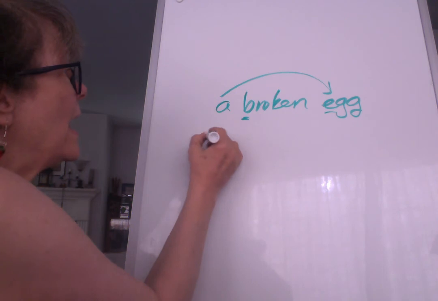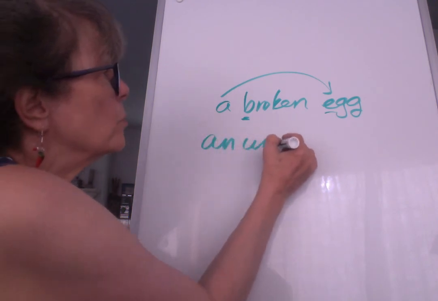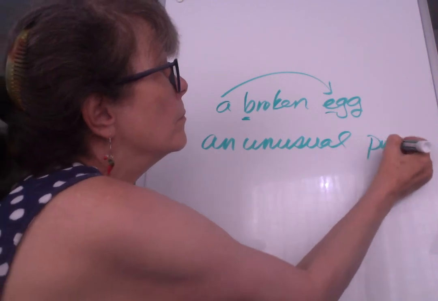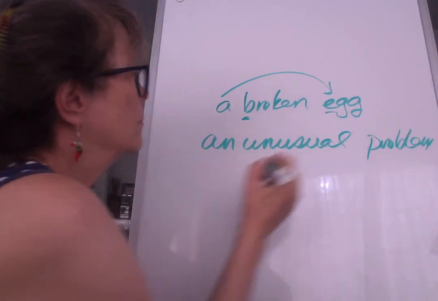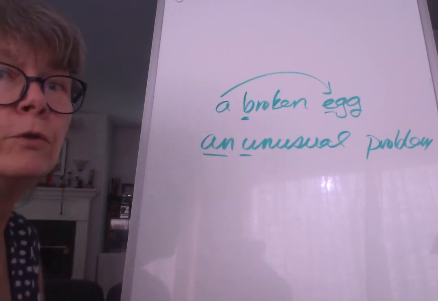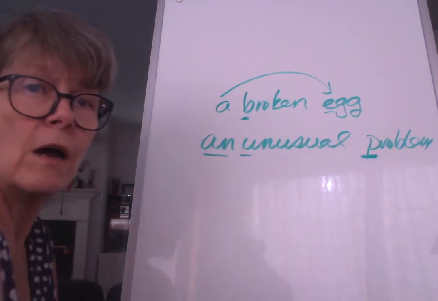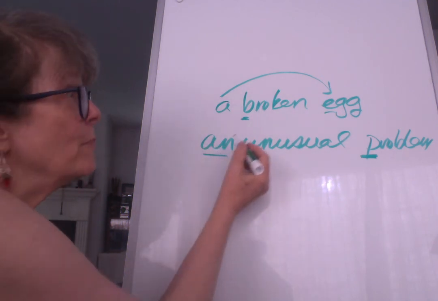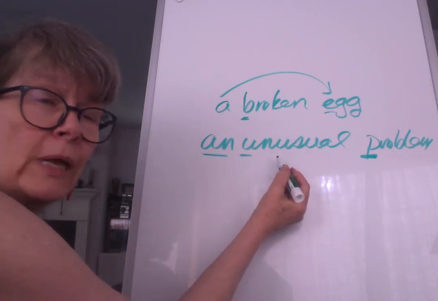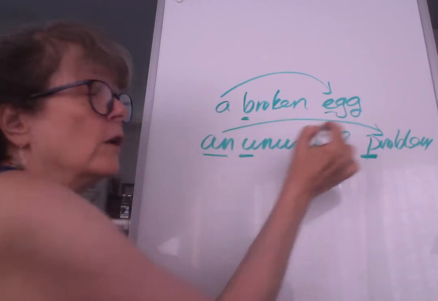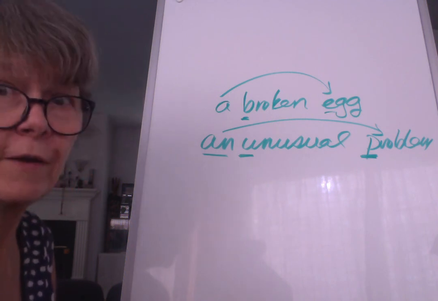Or if I say an unusual problem, an unusual. Even though this is a consonant, right? This an, we use an because the adjective following it starts with a vowel sound, not the noun that it's modifying.